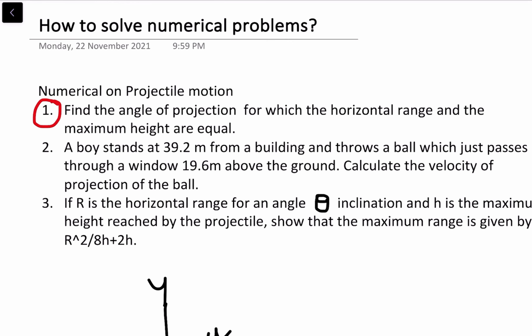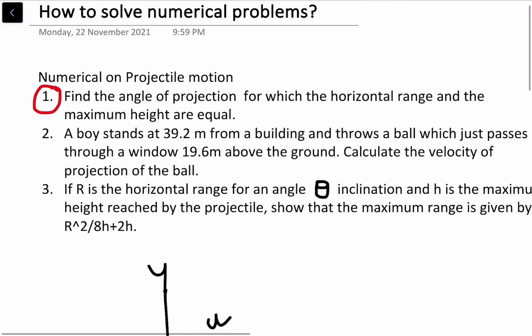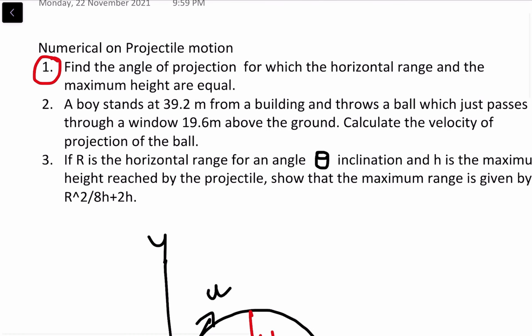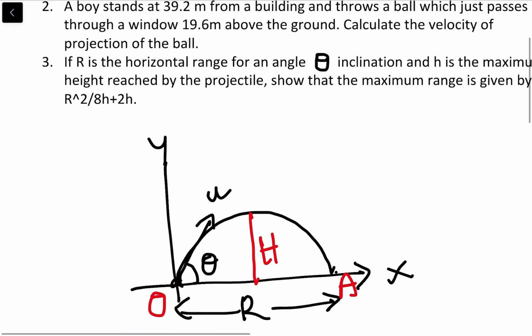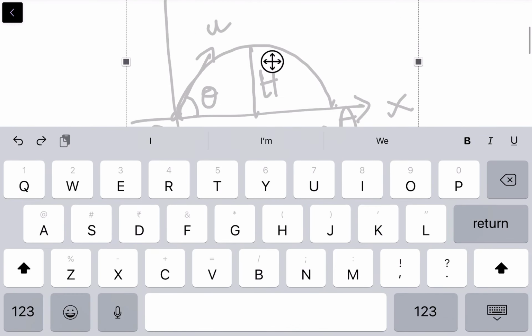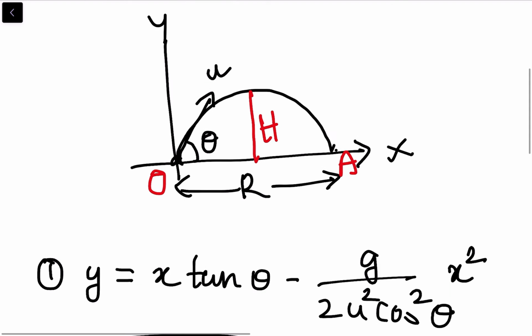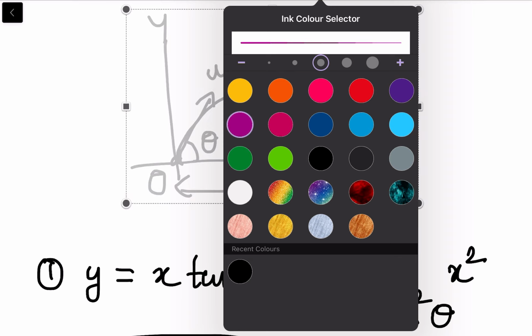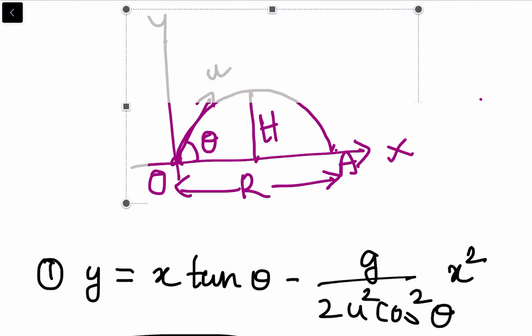So let's solve this problem. What they have given, first you should understand. They have not given anything in the problem. What they asked is to find the angle of projection. That means this theta, the theta you have to find out. This theta you have to find.